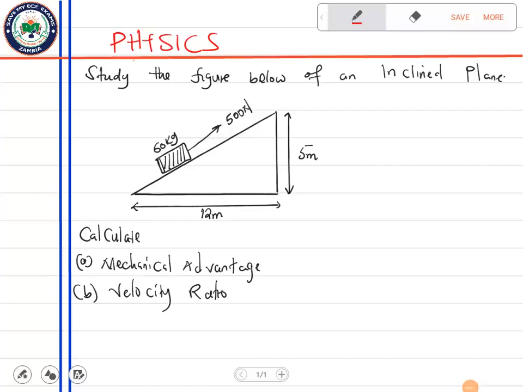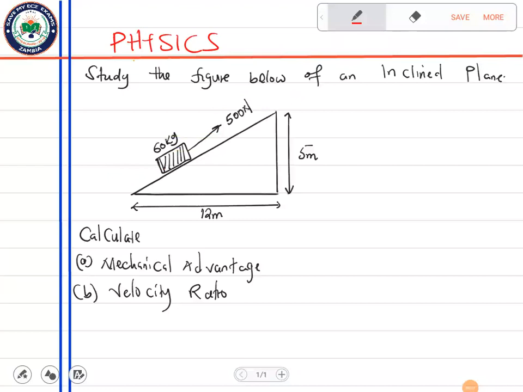I have a question here which says, study the figure below of an inclined plane. So you have an inclined plane here with height 5 meters and the base 12 meters. We don't have the length of the diagonal one, but the question says, and we have this box of some kind.